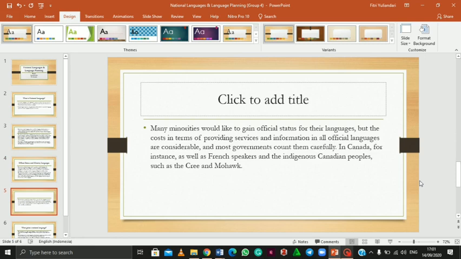Many minorities would like to gain official status for their languages. The costs in terms of providing services and information in all official languages are considerable and most governments count them carefully. In Canada, for instance, as well as French speakers, there are the indigenous Canadian peoples such as Cree and Mohawk.